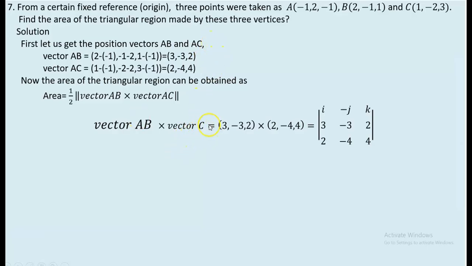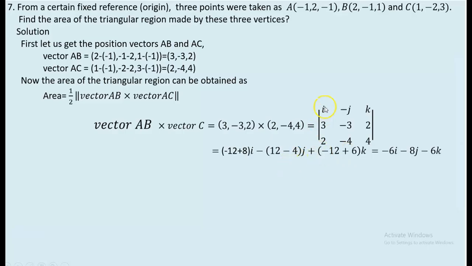Students, components of vector AB are 3, minus 3, 2. The components of vector AC are 2, minus 4, 4. As we are looking for the cross product of these two, you are having i, j, k, so label components of AB as 3, minus 3, 2, components of AC as 2, minus 4, 4. Now perform the cross product of these two.